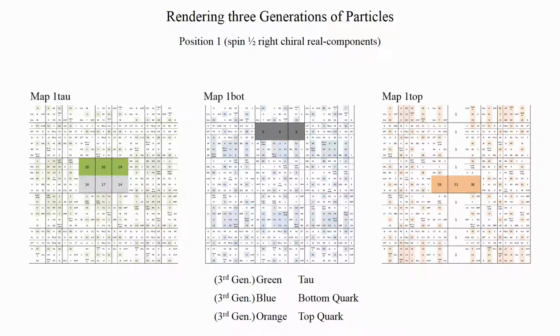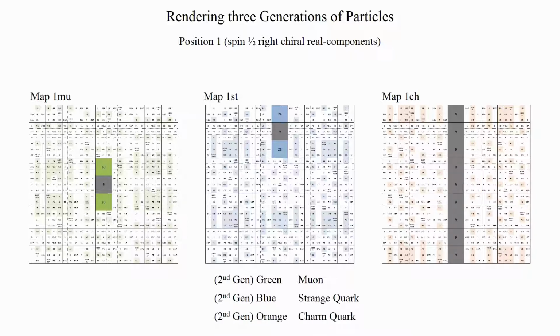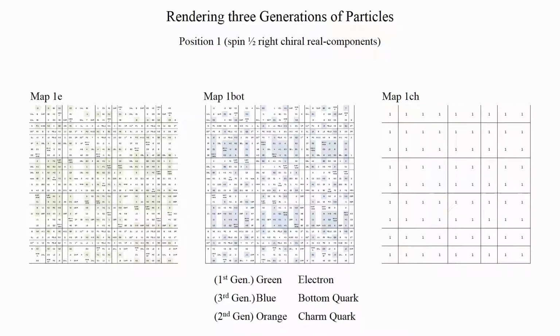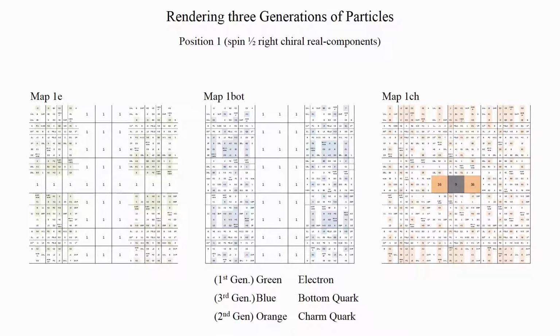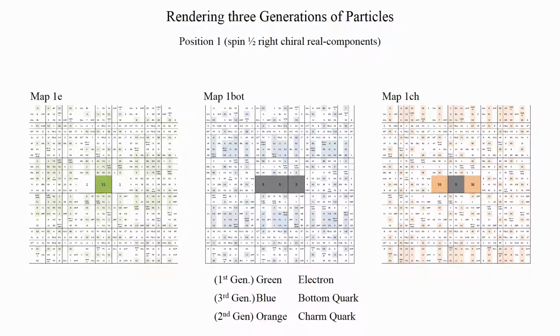From this position, it isn't hard to imagine our second generation muon like this, or like this, with our strange quark like this, and our charm quark like this. Or perhaps we want our charm quark here, our bottom quark here, and our electron here. Or our top quark, electron, down quark, bottom quark, up quark, here or there.